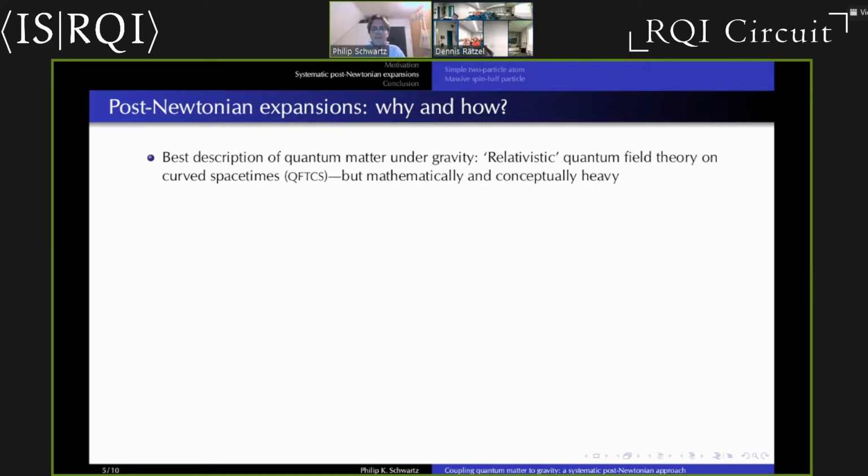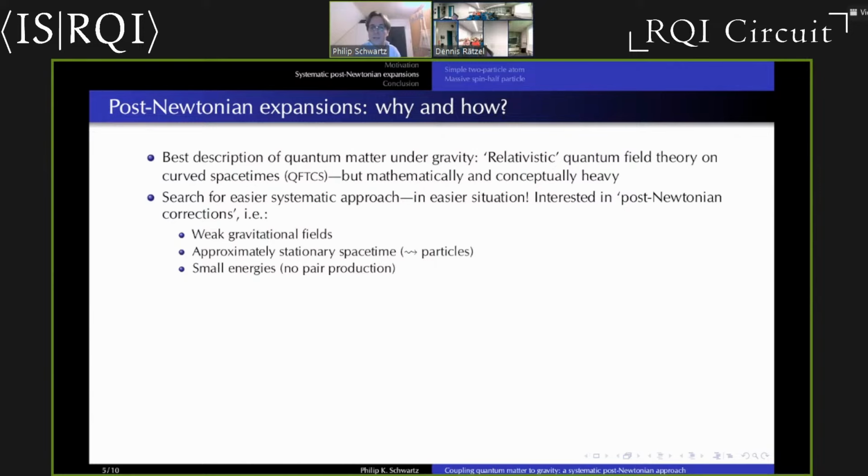And so the question is, is there some easier way to do that if we just have weak gravitational fields? And the answer is yes. In this easier situation, we can do that, because we are just interested in gravitational corrections or post-Newtonian corrections to the Newtonian situation. So we want to have weak gravitational fields, and we will assume that the gravitational field is approximately time independent, so we have an approximately stationary spacetime. And this will allow us to have a notion of particles, because if you do quantum field theory in curved spacetimes, in order to get a well-defined vacuum state such that you really have a Fock representation of your states, this is only possible if you have a stationary spacetime.